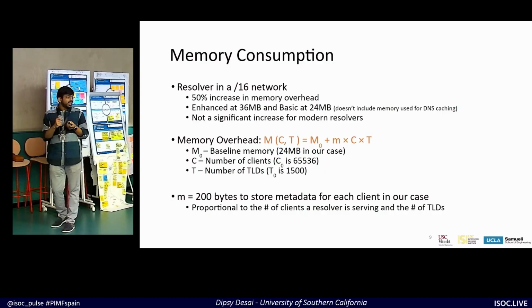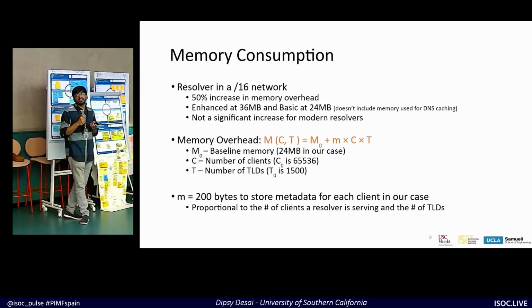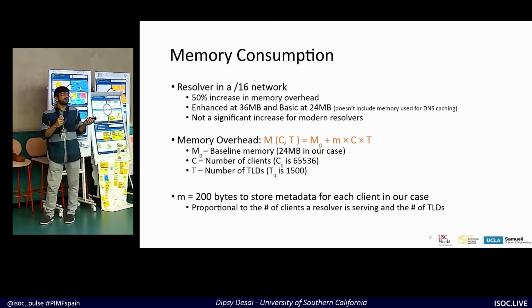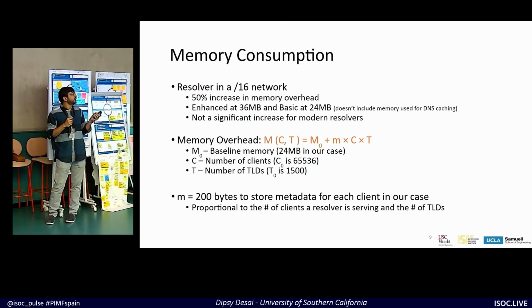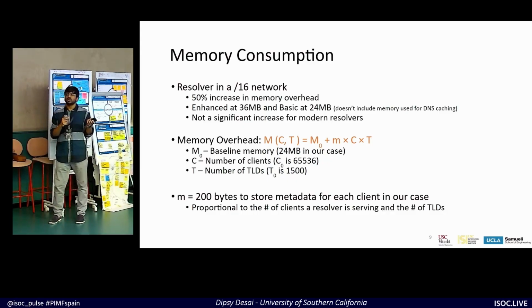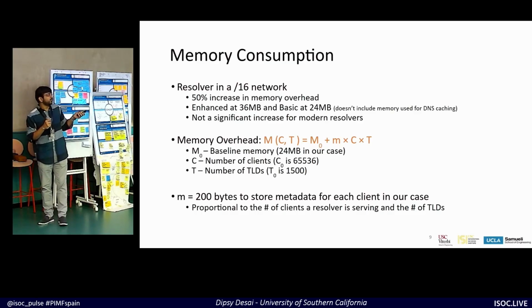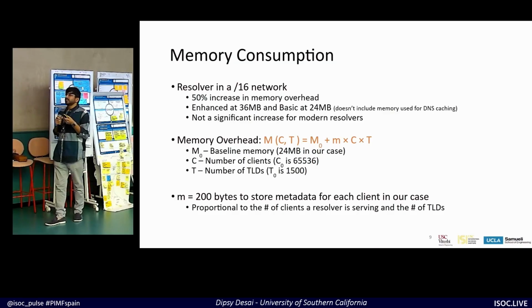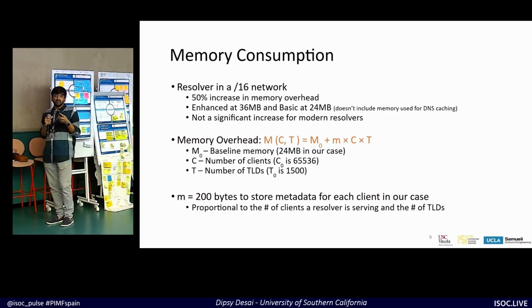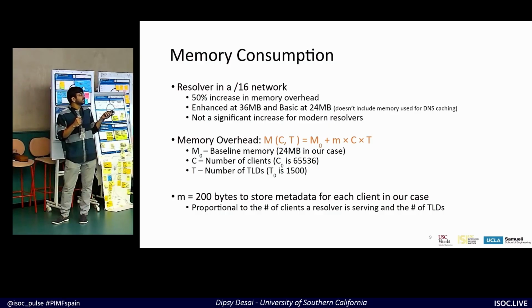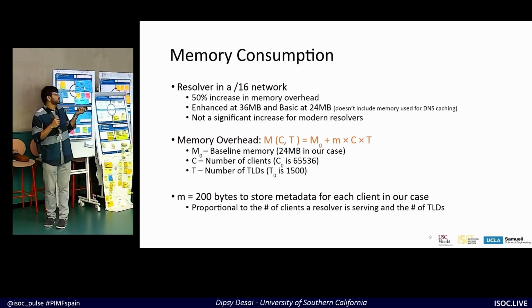However, not everything was well. We observed a 50% increase in memory overhead. We operated this under a /16 network with about 65,536 clients. The enhanced resolver stood at about 36 megabytes of memory consumption and the baseline resolver at 24 megabytes. It is important to note that this memory does not include memory required for DNS caching. We would also like to note that given the capacity of modern resolvers, this is not a significant increase in memory consumption. To calculate memory overhead, we use this formula.